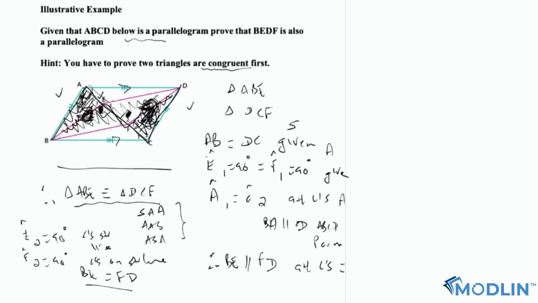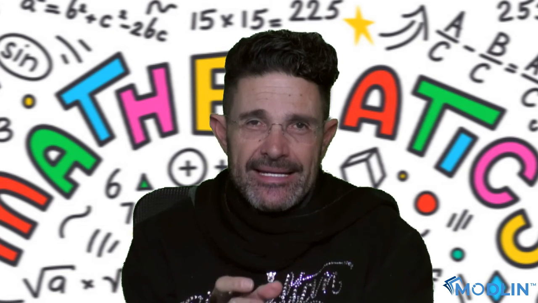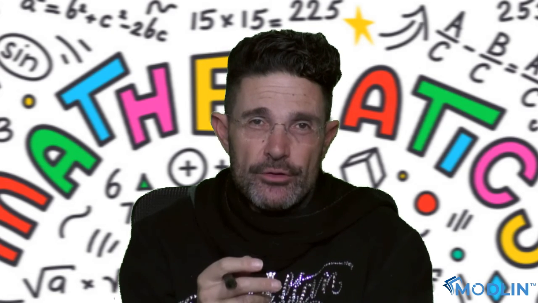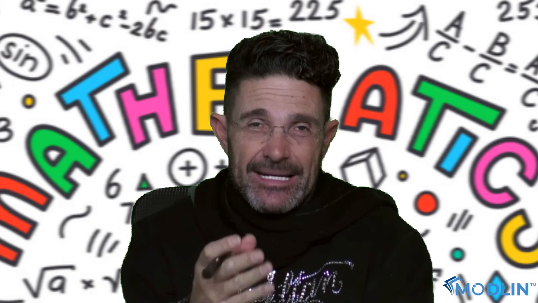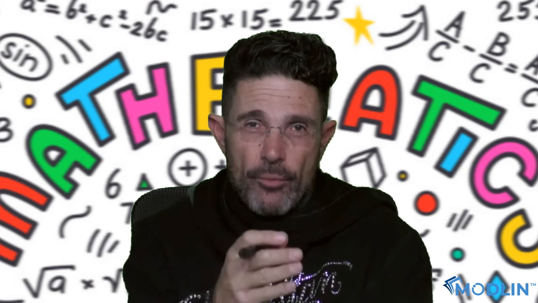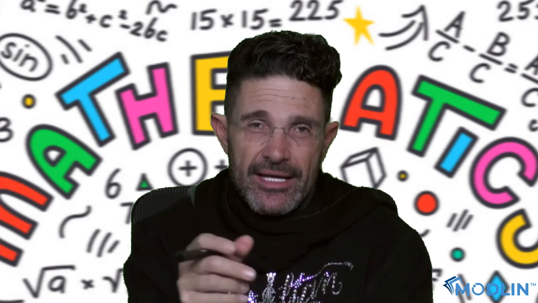So in fact, what we've now proven is that BE is both equal to and parallel to FD. The sides are equal and they're parallel because of these alternate angles, and therefore we've proven that BEFD is a parallelogram. We proved that BEFD is a parallelogram by using the fact that in a parallelogram, one pair of opposite sides have to both be equal and parallel.